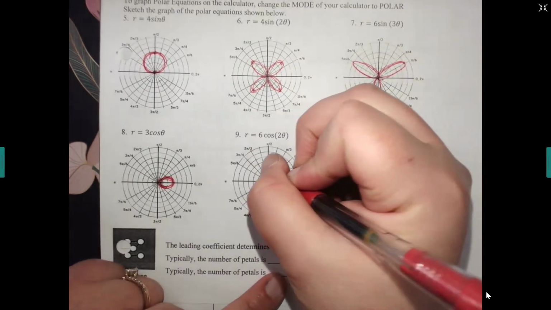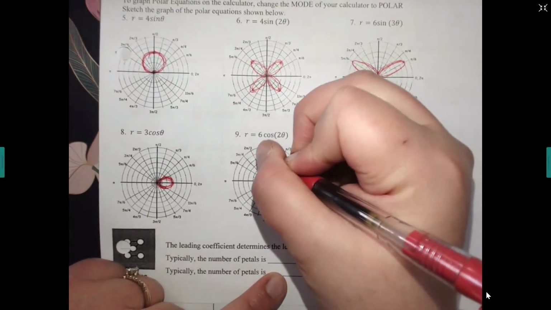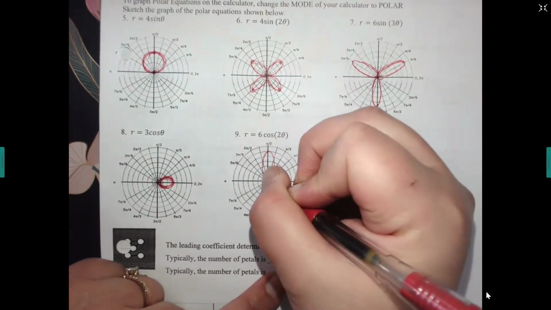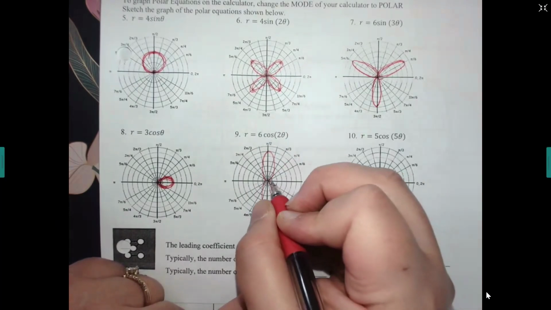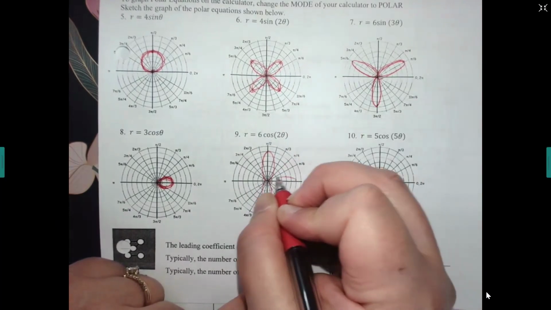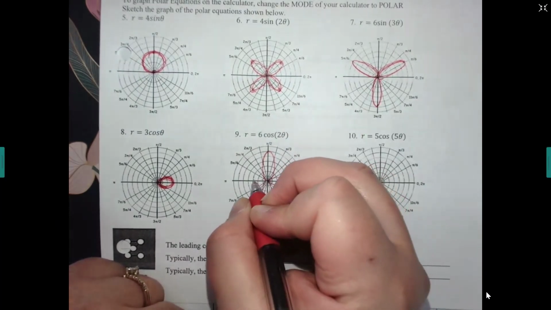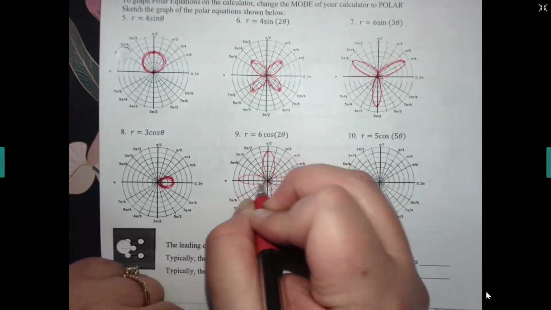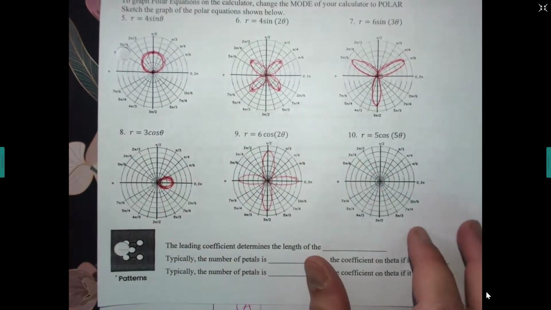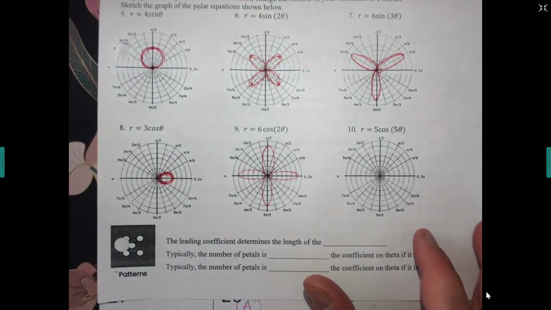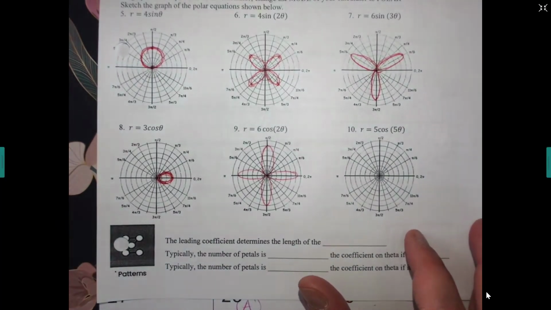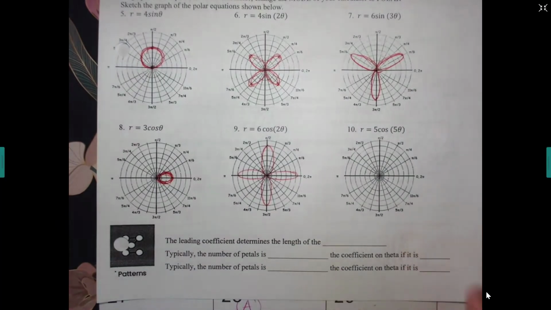1, 2, 3, 4, 5, 6. Okay, but it still had 4 petals. They're just aligned differently, that instead of being down the diagonals, they're right along the x-axis.